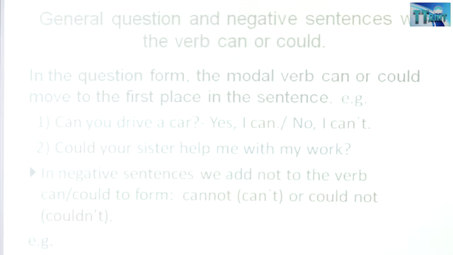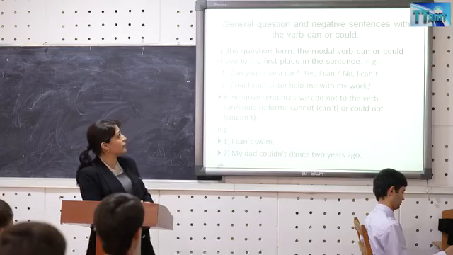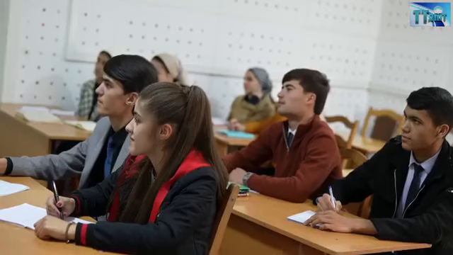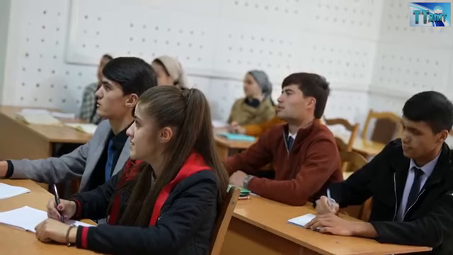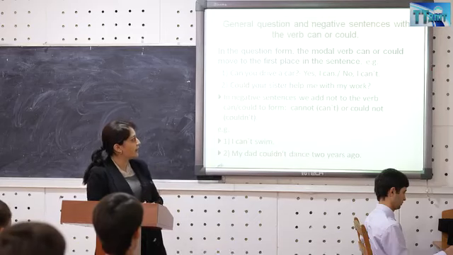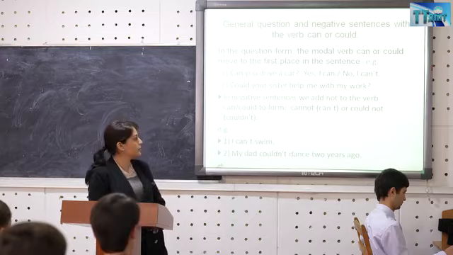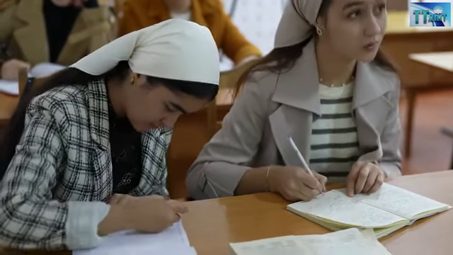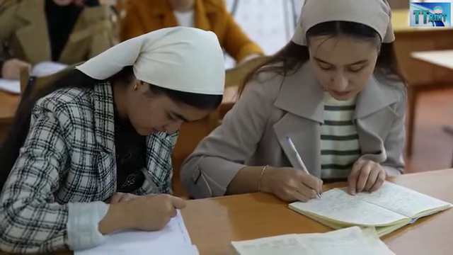About the general question and negative sentences with the verb can or could. In the question form, the modal verb can or could moves to the first place in the sentence. Can you drive a car? Yes, I can. I cannot. Could your sister help me with my work? She can, or maybe no, she cannot.